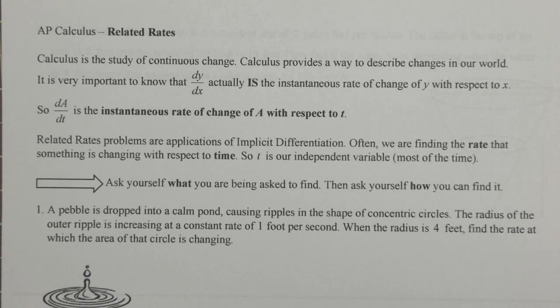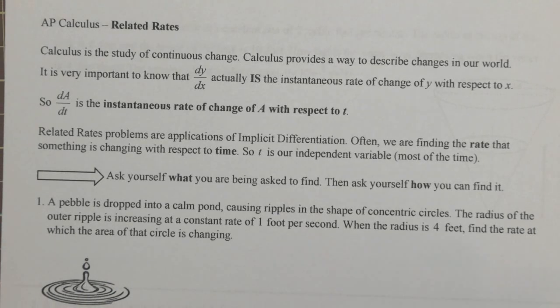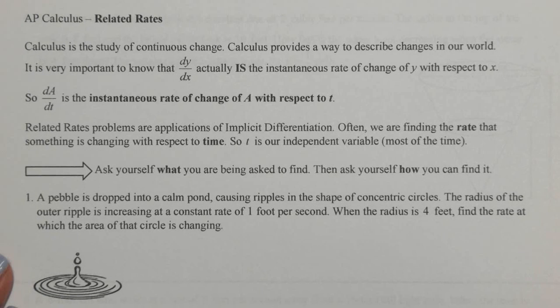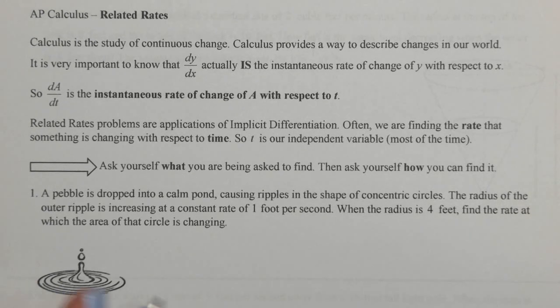For related rates problems in general, our independent variable is going to be time. So you're going to have a lot of t's in there. It's going to be d something dt. All right? Most of the time, not all the time. So when you're doing these problems, ask yourself, what are you actually trying to find? And then ask yourself, how are you going to do it? You're given information. How are you going to answer the question? So let's begin. Let's do some problems.